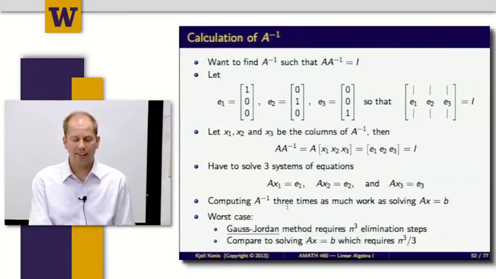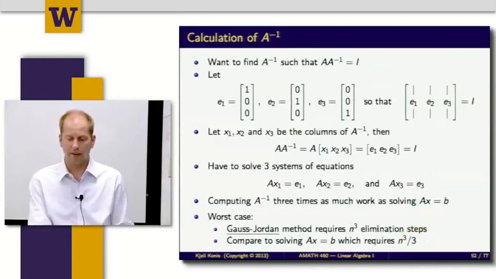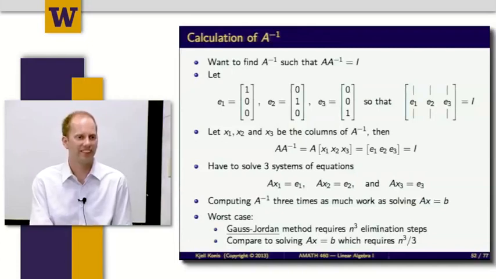But if you compare that to solving Ax equals b, this requires n cubed divided by 3 steps. So you're going to be doing less work. Sorry, not quite right, not elimination steps, but mathematical operations. But the point I want you to take away from this is it's 1/3 as much work to solve Ax equals b using elimination as it would be to find an inverse and then use that to solve Ax equals b.